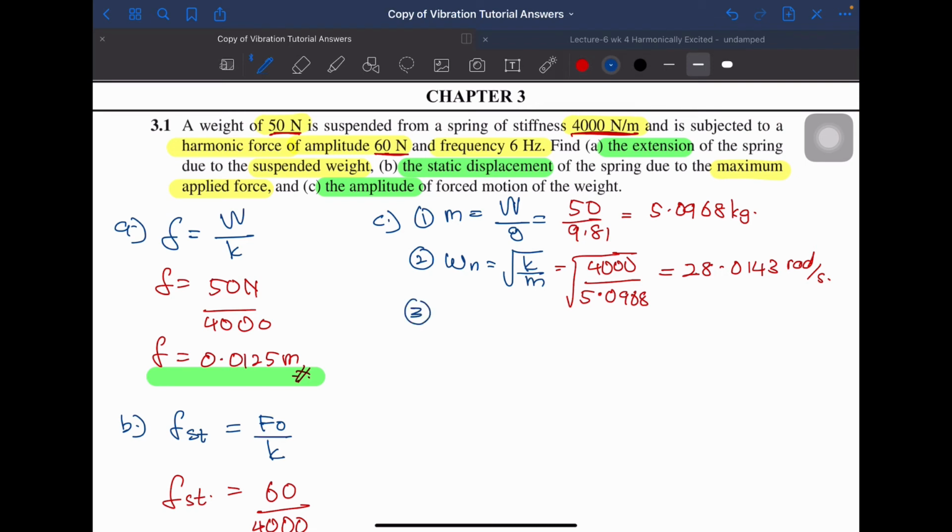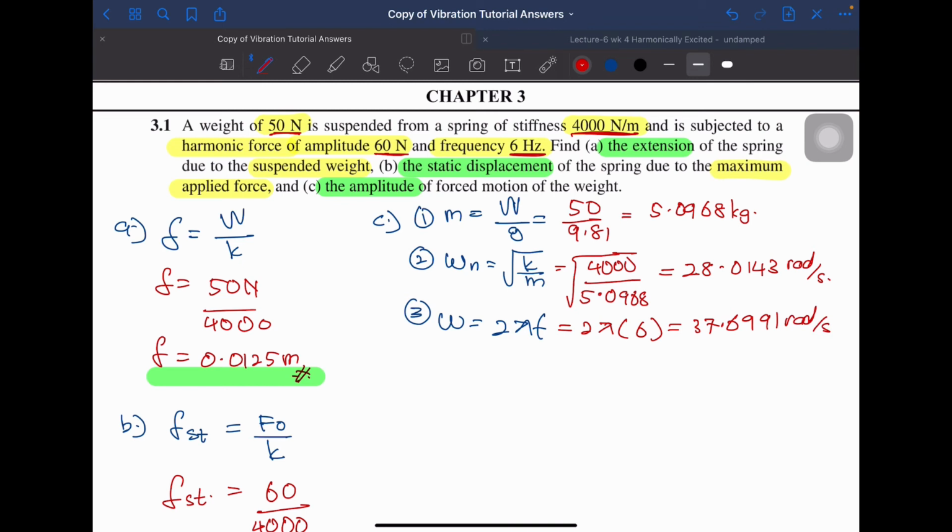The third step is to find your omega, your forcing frequency, which you can find using the formula 2 pi f. 2 times pi times your f, which is 6 hertz. So calculate this and you'll get 37.6991 radian per second.